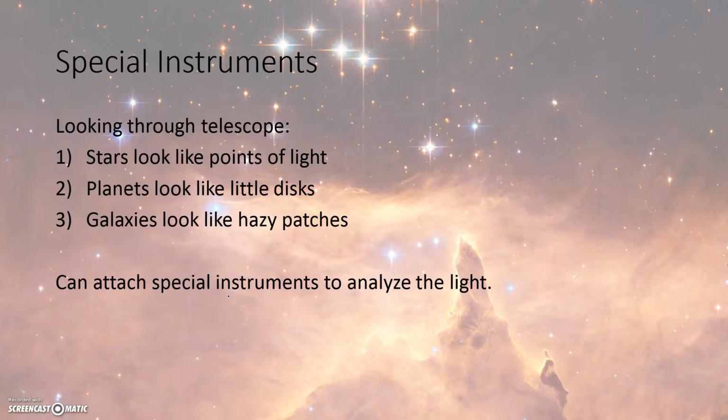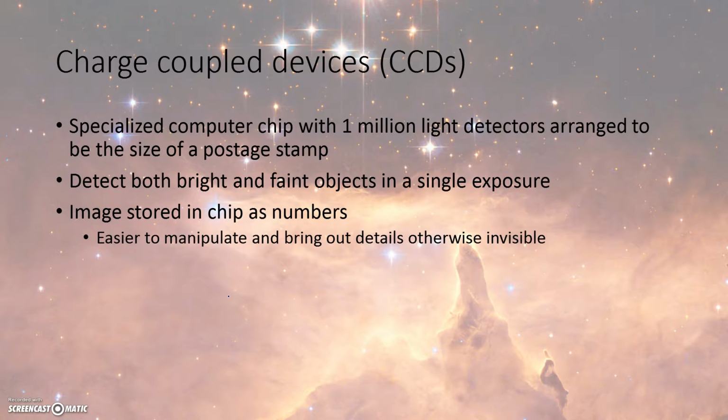Special instruments. So when you look through the telescopes, you see stars that look like points of light, planets that look like little disks, and galaxies that look like hazy patches. We can add special instruments to analyze the light that comes through the telescope. Now, they used to have different ones, but the nice thing is they changed it all because of the use of technology that we now have, charge coupled devices, or CCDs, and they act as that one that integrates multiple instruments to be put onto the telescope.